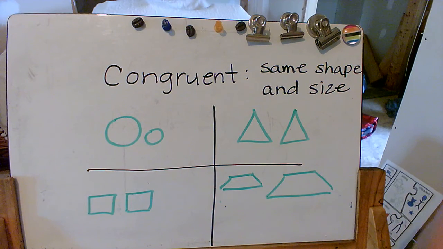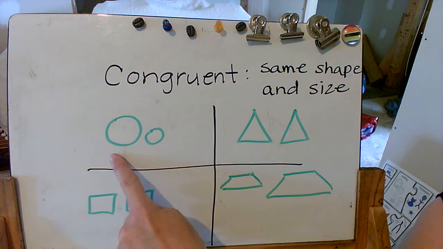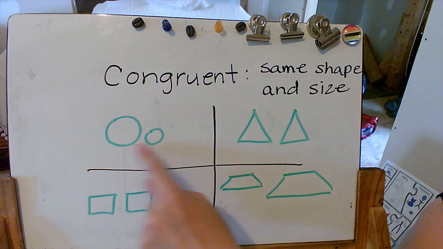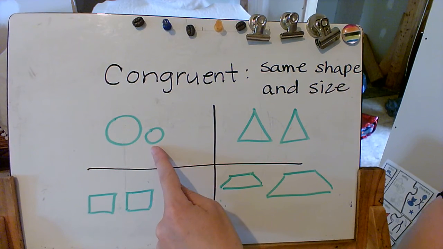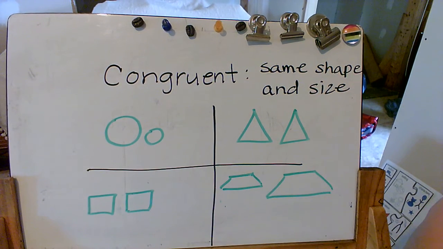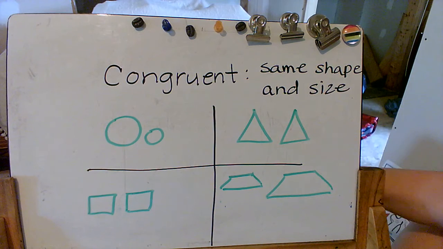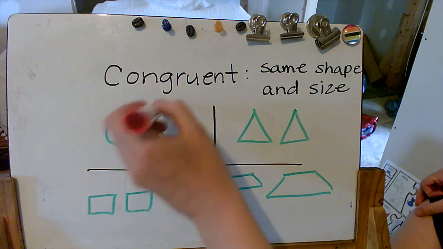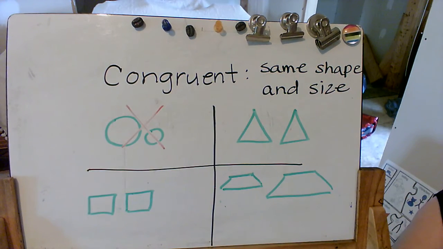Okay, so let's look at this set of shapes. I can see that they're both circles. So they're the same shape, but are they the same size? No, they are not. So these 2 circles are not congruent.